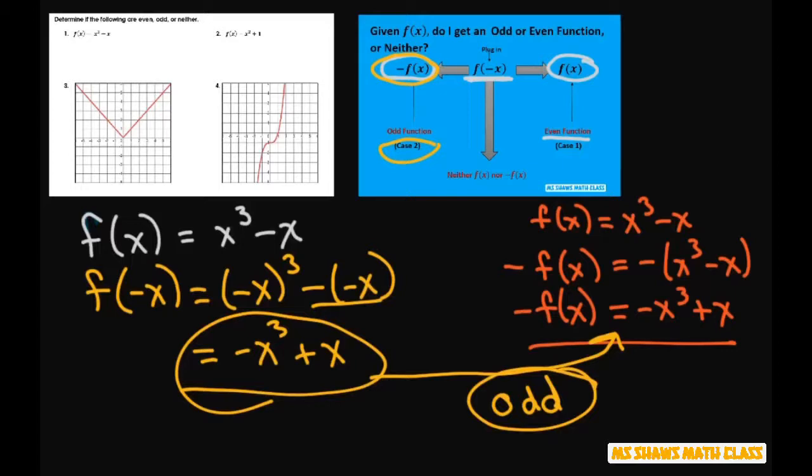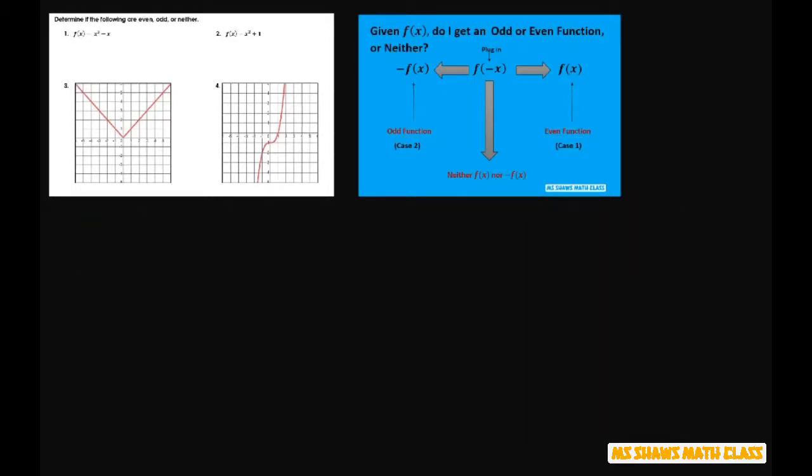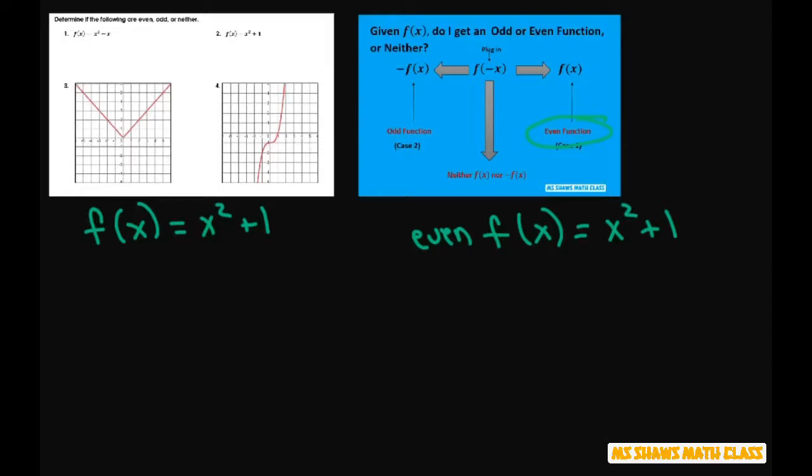All right. Now the next one is number 2. f of x equals x squared plus 1. Now, if it's going to be even, we should get the same thing. So this is even. And for odd, we should get negative f of x equals, and negate that, that's going to be negative x squared minus 1. Just negate the whole thing.